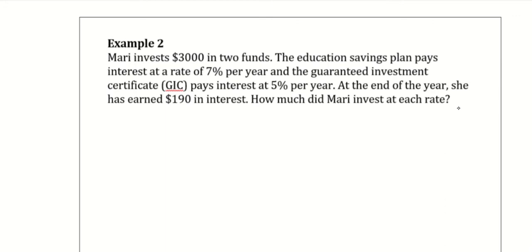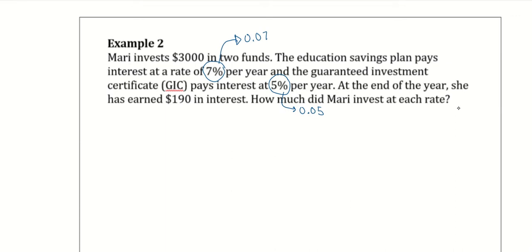So right away, one thing you should notice is that 7% and 5% we can't just put into an equation. They have to be changed into decimals. 7% as a decimal is 0.07. 5% as a decimal is 0.05. So we know that she invests a total of $3,000 in these 2 funds.